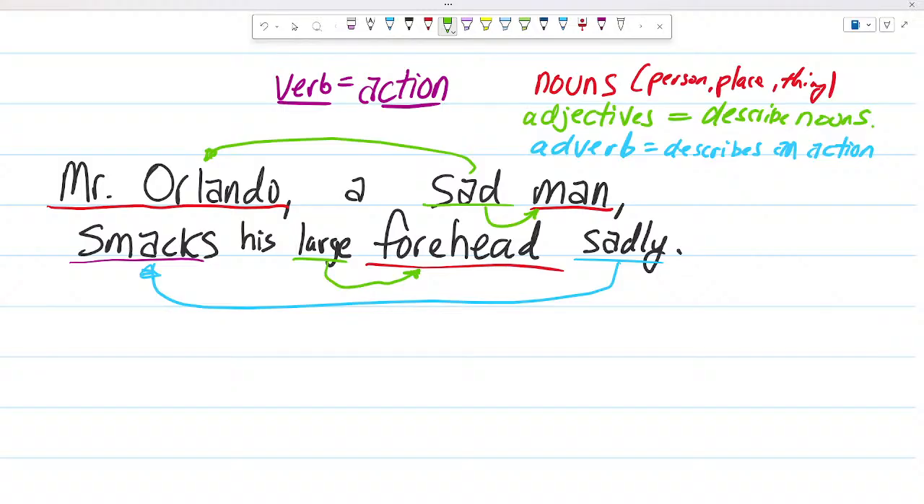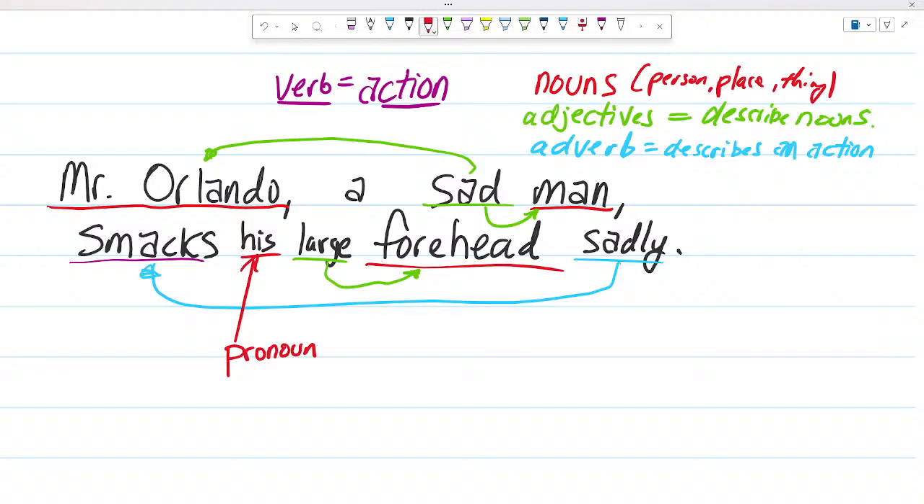So now listen, and then for the point of order, his is actually a noun, but it's a type of word that we call a pronoun, because it's a word that we use to take the place of. So Mr. Orlando, a sad man, a is a conjunction here. A sad man smacks his large forehead sadly.